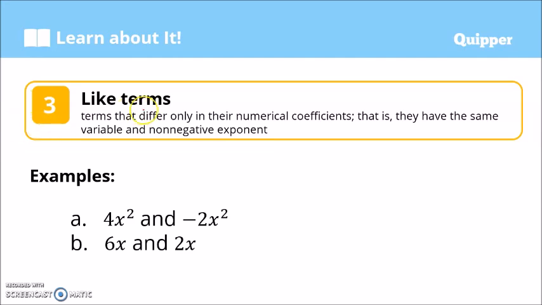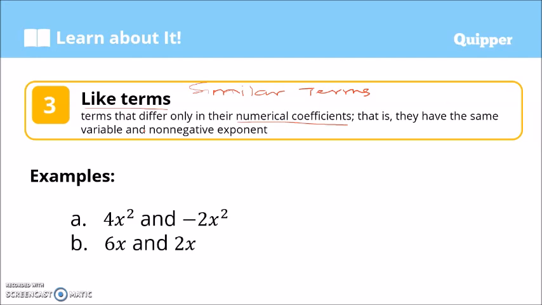We have what we call like terms. Like terms or the same terms. Okay? Similar terms. So, these are terms that differ only in their numerical coefficients. When we say numerical coefficients, yun yung number na kasama ng variable. That is, they have the same variable and non-negative exponent. Again, kapag sinabi nating like terms or other term nito is similar terms. So, these are terms that contain the same variable and exponent. Ang pinagkaiba lang nila, yung numerical coefficient, yung kasama nilang number.